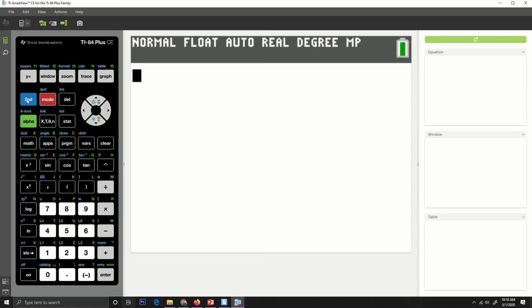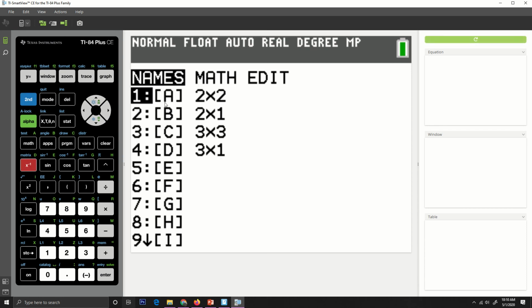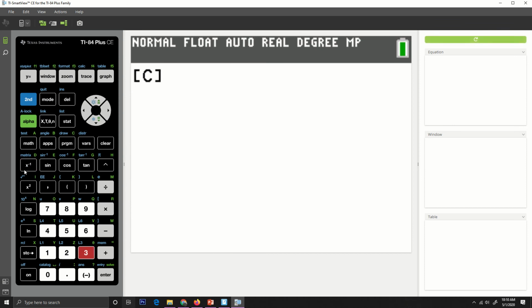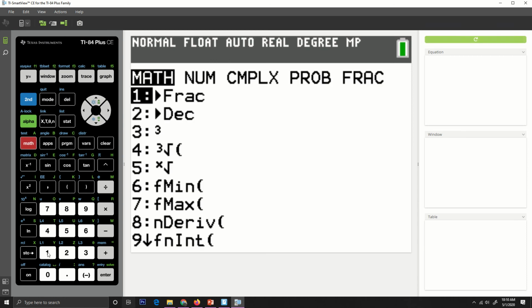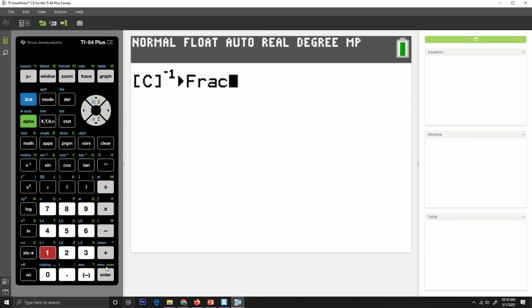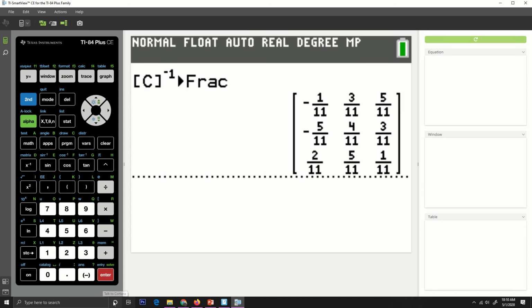We'll go second, we'll go matrix. We'll stay in names now because we want to do some operations on that. We're going to hit 3 for C. Then we're going to have that X inverse button. And just to be safe because it's probably going to get fractions, we'll go math, hit 1 for fraction, hit enter, and there is our solution.